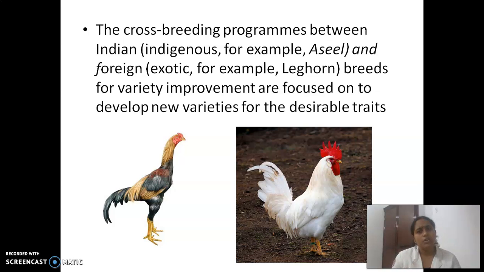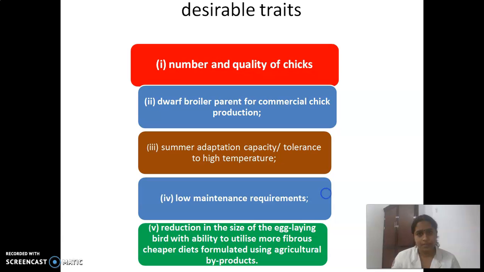Okay children, so what are the desired traits? Let's discuss them. First one, number and quality of chicks. Second one, dwarf broiler parent for commercial chick production. Third, summer adaptation capacity or tolerance to high temperature. Then fourth one, low maintenance requirement. And the last one, reduction in size of egg-laying bird with ability to utilize more fibrous, cheaper diets formulated using agricultural byproducts. So these are the desired traits.